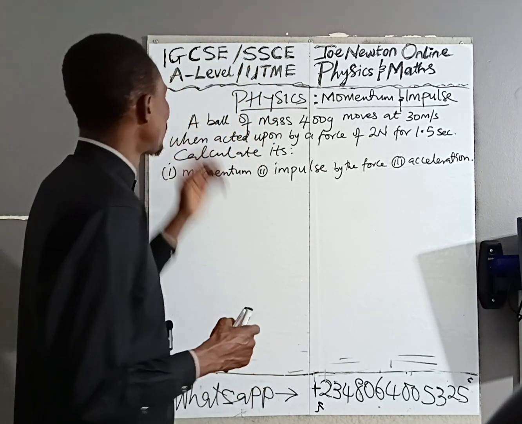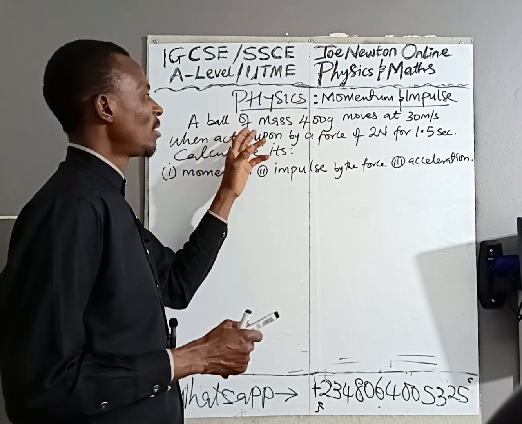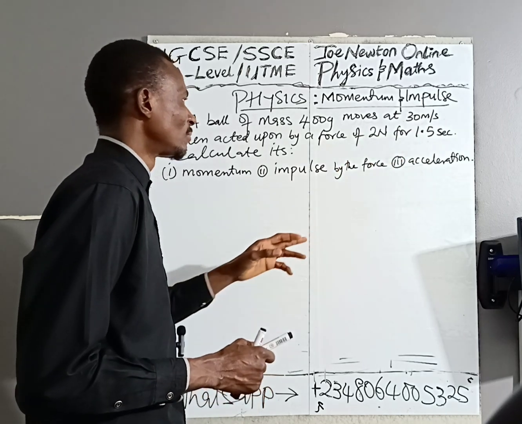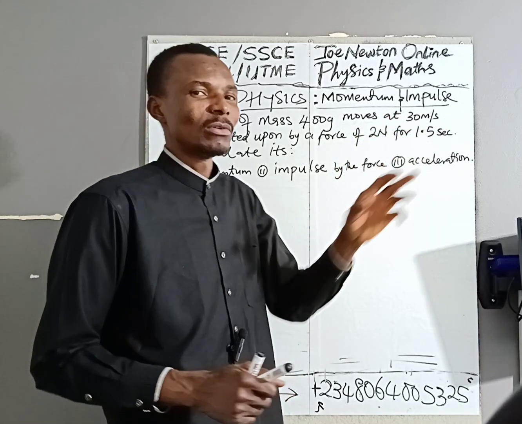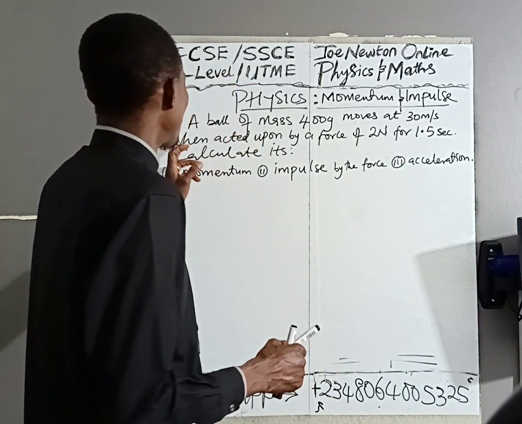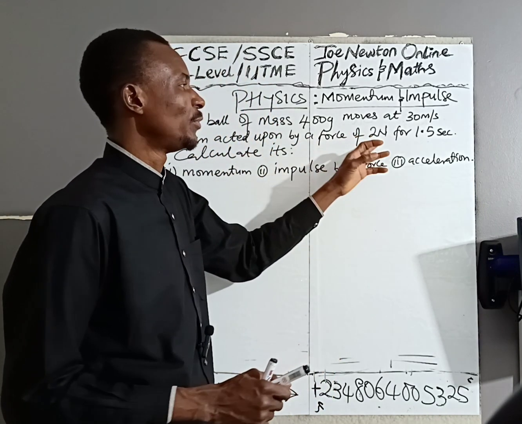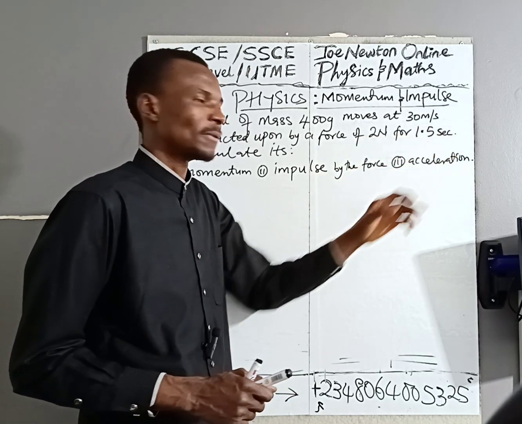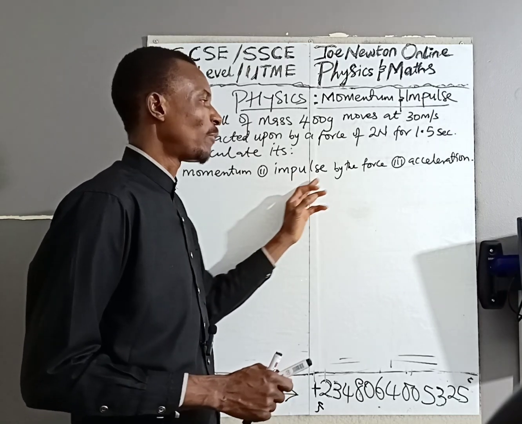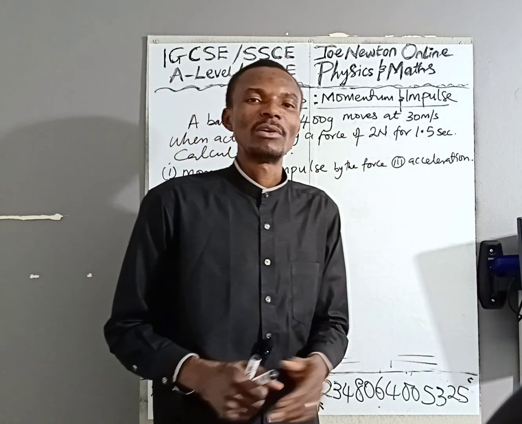Then, the question says, a ball of mass 400 grams moves at 30 meters per second. When you hear meter per second, what should come to your mind is velocity or speed. When acted upon by a force of 2 Newton for 1.5 seconds, we are asked to calculate its momentum, impulse by the force, acceleration of the body.